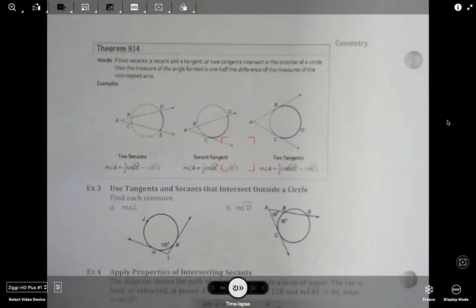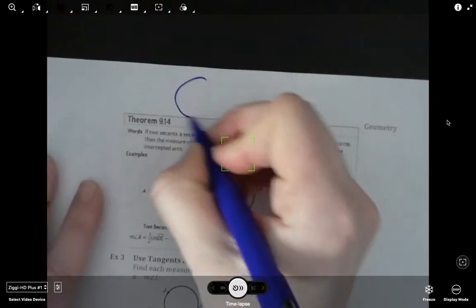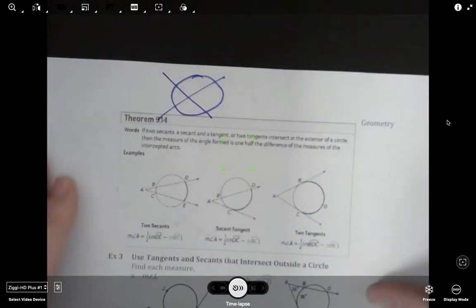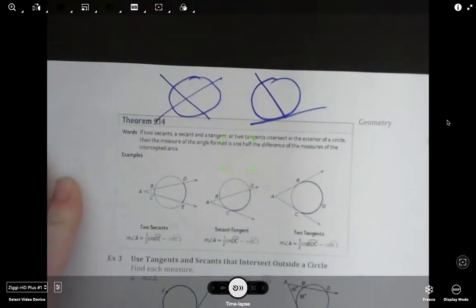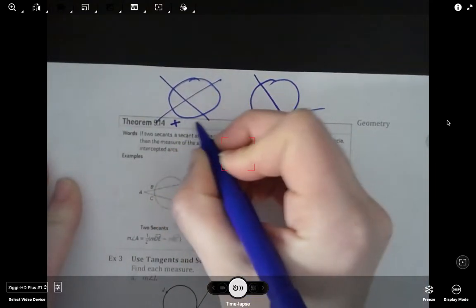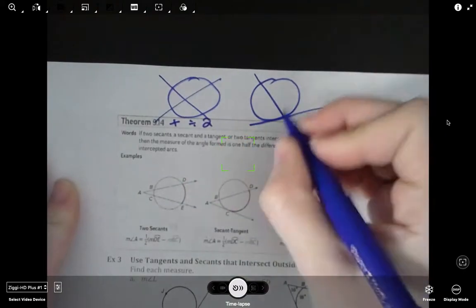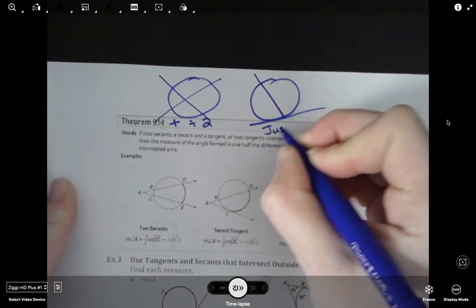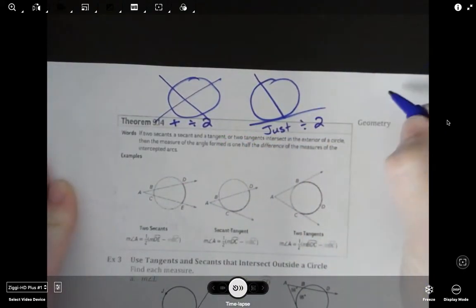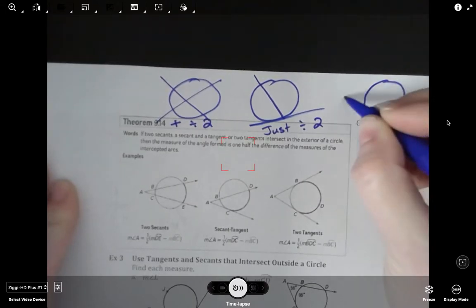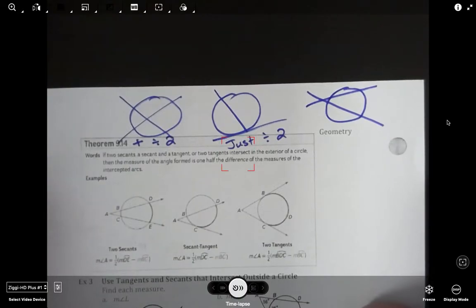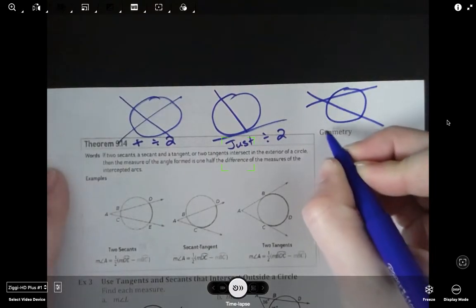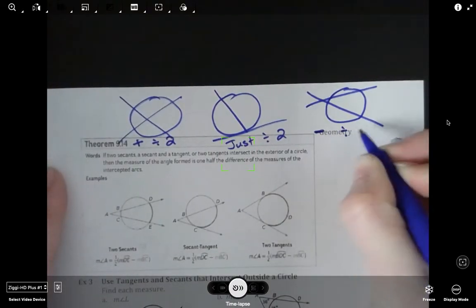Backside. All right. Last concept. So we just did 2 secant lines intersecting inside of a circle. Then we had a secant and a tangent, like this. This one you add and then divide by 2. This one you just divide by 2. And then we're going to have 2 secant lines that are intersecting outside of a circle. In this one, you're going to subtract and then divide by 2.